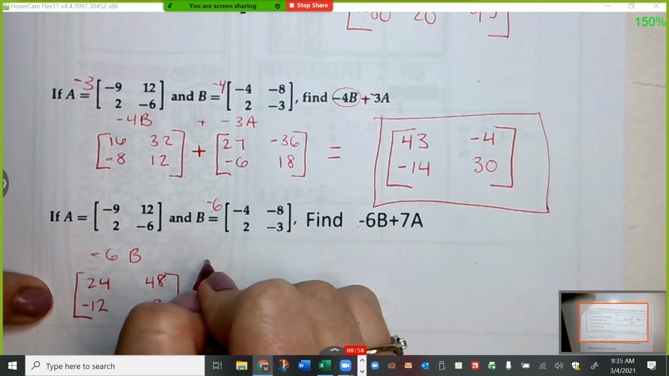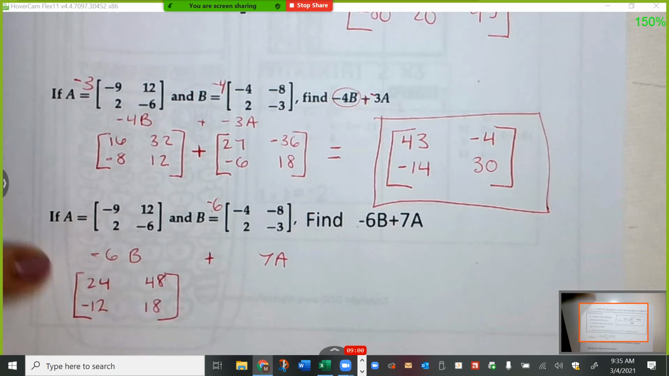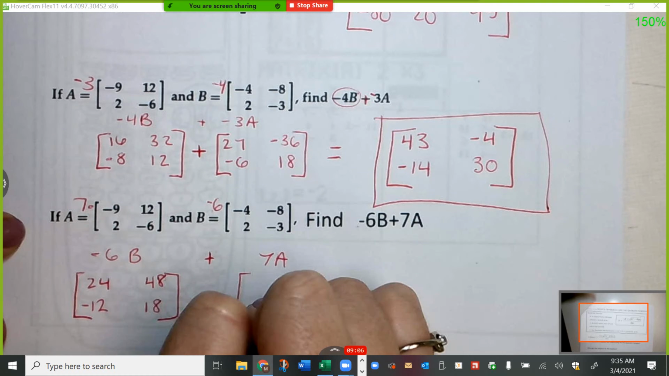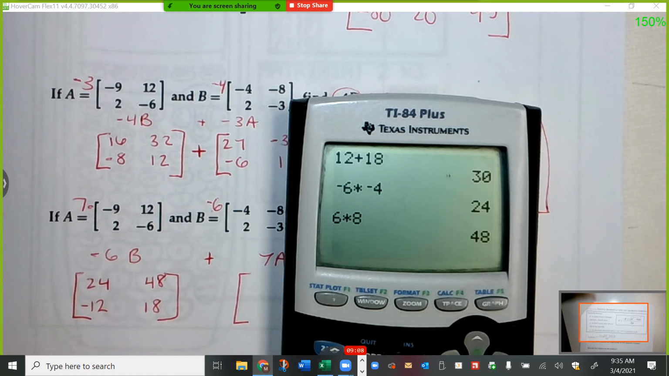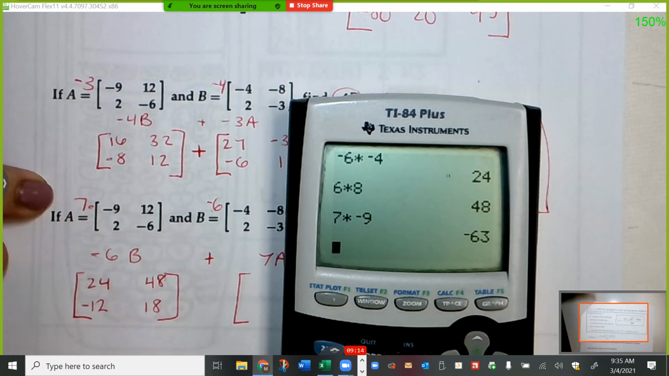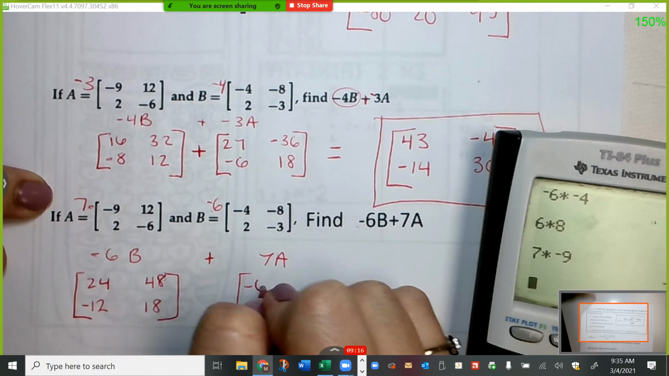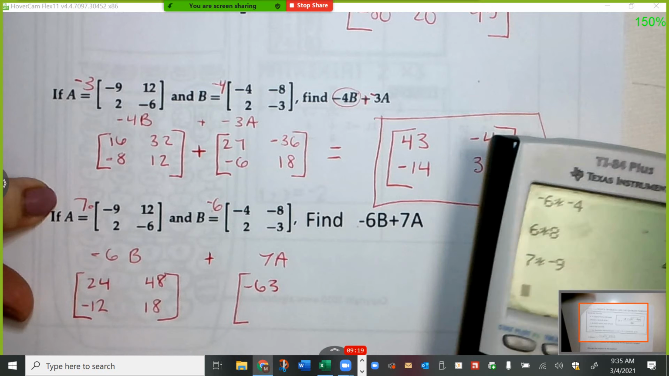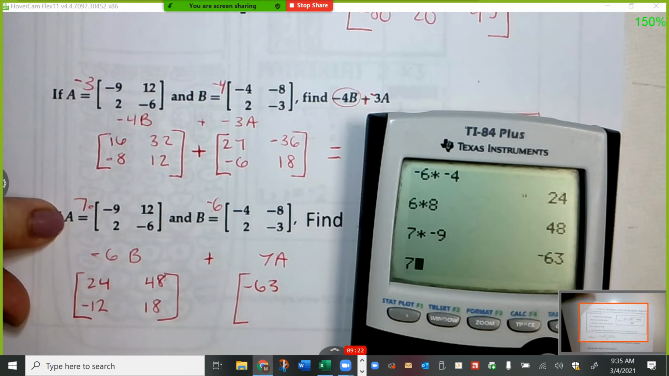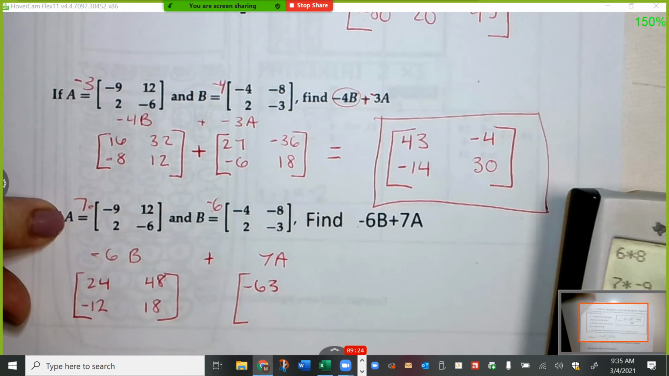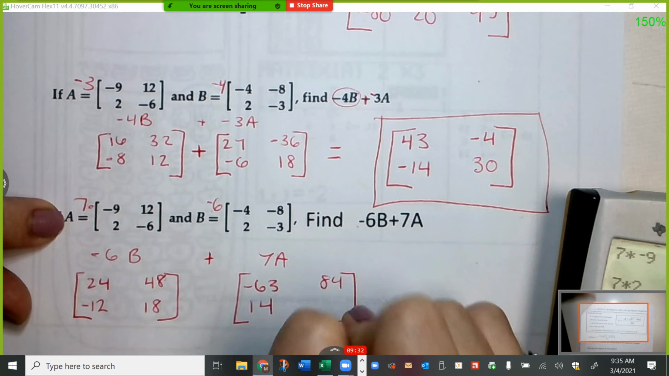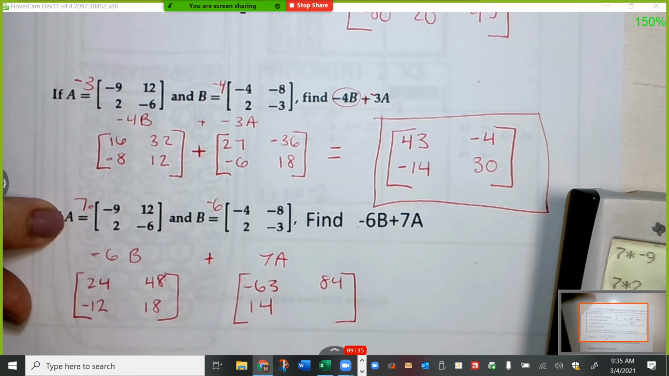Then I have plus 7a, so we're going to multiply 7 times a. 7 times negative 9 is negative 63. Is it adding another step or is it the same thing? No, it's different. Okay. 7 times 2 is 14. 7 times 12 is 84. And 7 times negative 6 is negative 42.